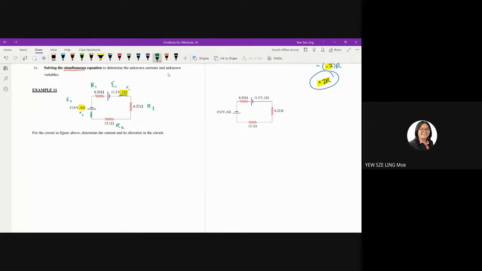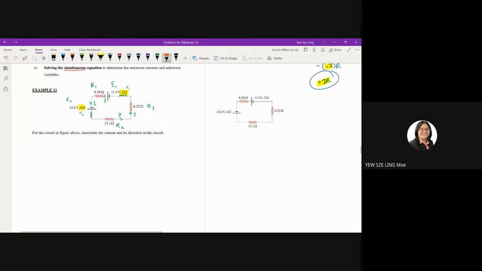My next step would be drawing a loop. But of course, before the loop, you need to draw the directions of the current. So what is the direction of the current if you look at the diagram? Well, now I have both batteries heading towards the same direction. So that makes my life so much easier. So I'm going to assume my current is flowing in the anti-clockwise direction according to the battery. This is the direction of my current flow.